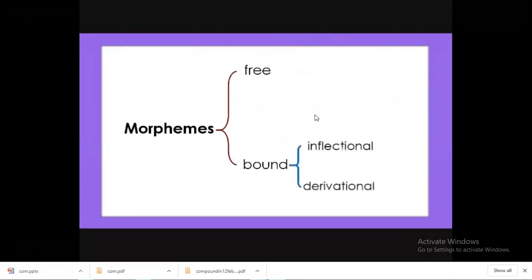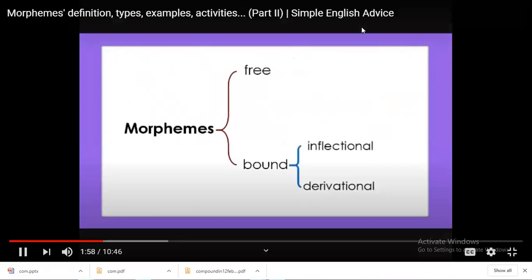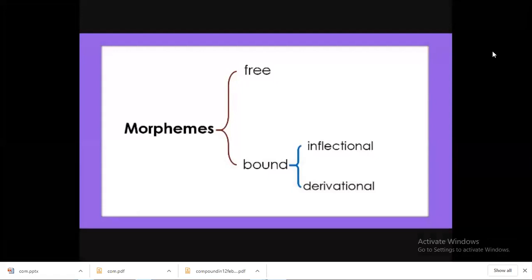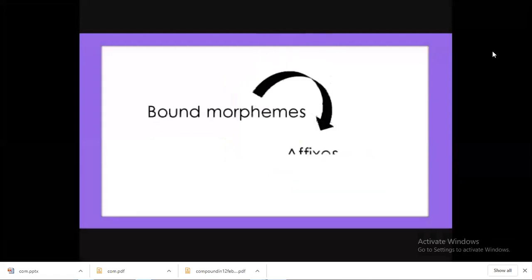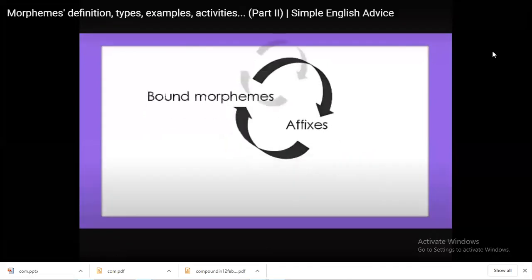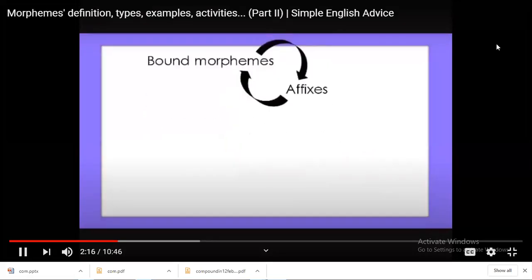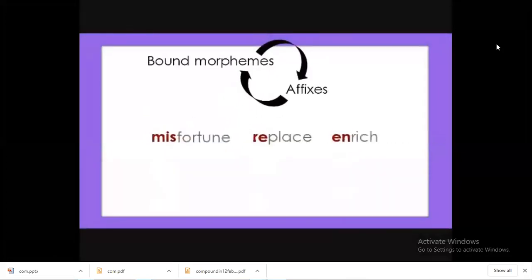Inflectional morphemes don't change meaning, nor word class of the word, and they are 8. The rest of the morphemes are derivational. They change meaning or part of speech or both. Bound morphemes are also affixes, and affixes are bound morphemes. Have you noticed that some bound morphemes seen here go at the beginning of the word and some others go at the end? Affixes catalog and let us know the position of the morphemes.